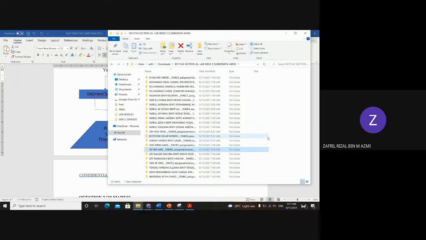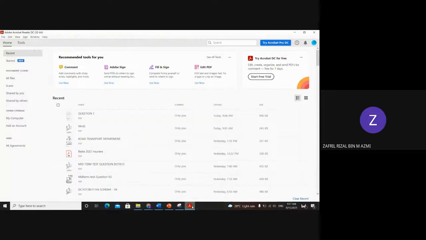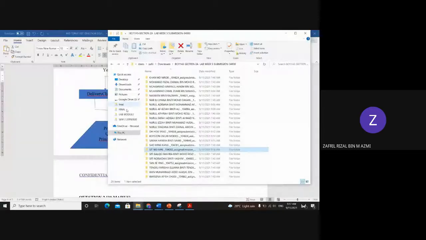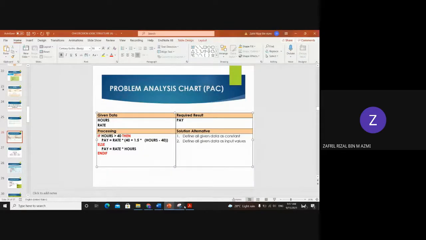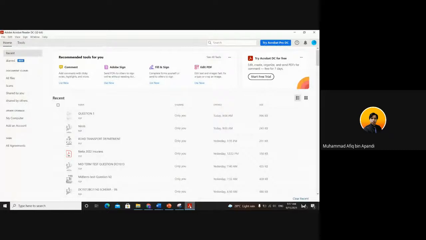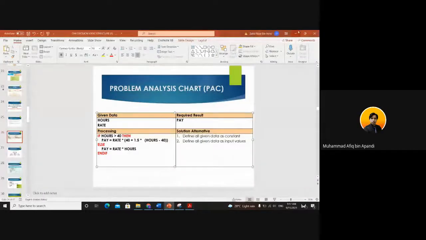Alright, anything to ask, class? Regarding today's topic, part 2, straight to logic, positive, negative, and especially the nested. Anything to ask? I have a question. For the alternative solution, sometimes we choose constant, sometimes we choose input value.